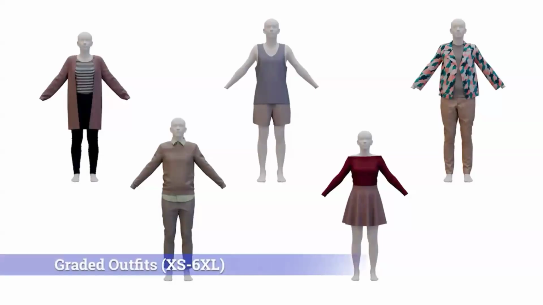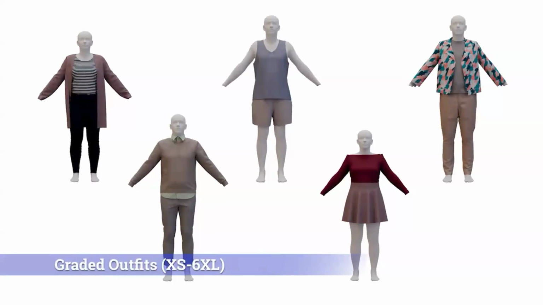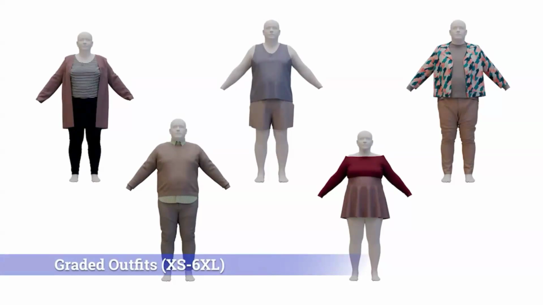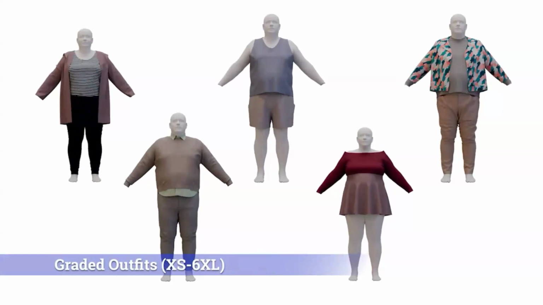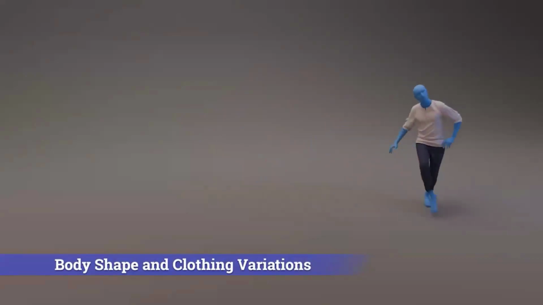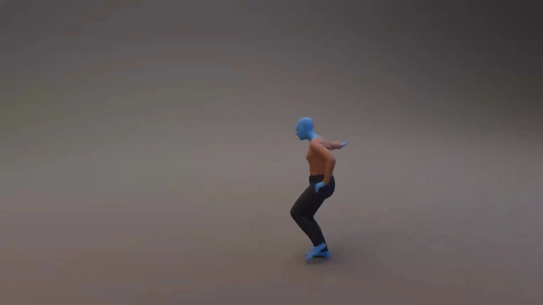We also hired a clothing designer to grade garments into sizes from extra small to 6XL. This allows us to dress everybody in the data set in realistic clothing, including the overweight and obese subjects. And then, of course, we can change body shape and pose and run physics simulation on the clothing, and we get realistic clothing. All right, so that's Bedlam 2 in a nutshell.